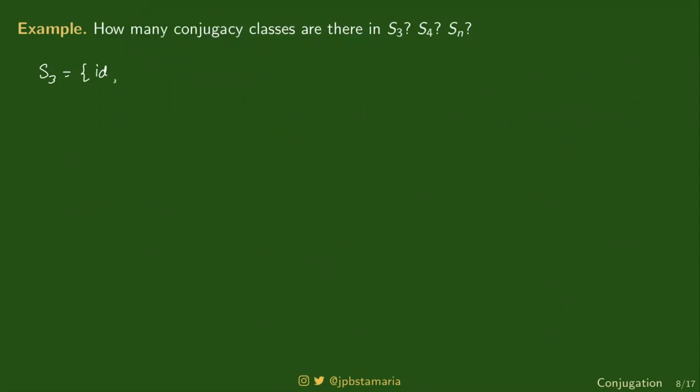Yung row 1 tsaka row 2, they are 3 cycles. Si row 1 siya yung 1, 2, 3, 1 to 2, 2 to 3, 3 to 1. And then si row 2, siya yung 1 to 3, 3 to 2, 2 back to 1. In fact, wala nang ibang 3 cycles na pwede. Okay? And then the other types are the 2 cycles. The 2 cycles are 1, 2, 2 to 1, 1, 3, 3 to 1, and then 2, 3. Ayan na yung 6.